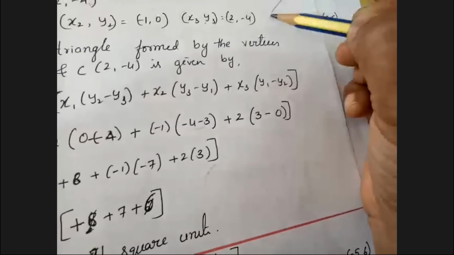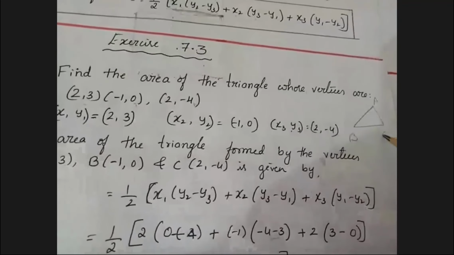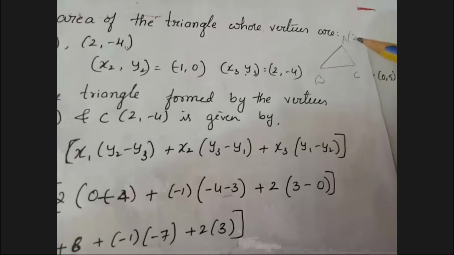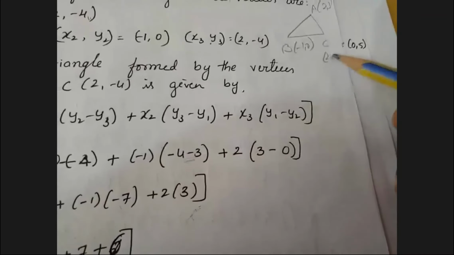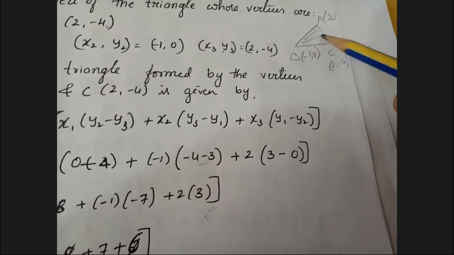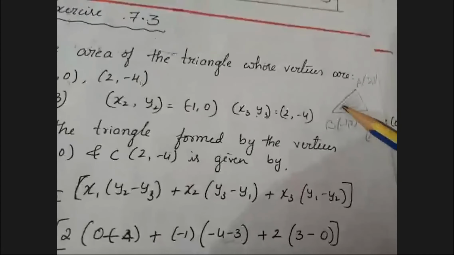You can draw any triangle and write the vertices A, B, and C. The vertex A is given as (2, 3), vertex B is (-1, 0), and vertex C is (2, -4). So we need to find the area of this triangle ABC.